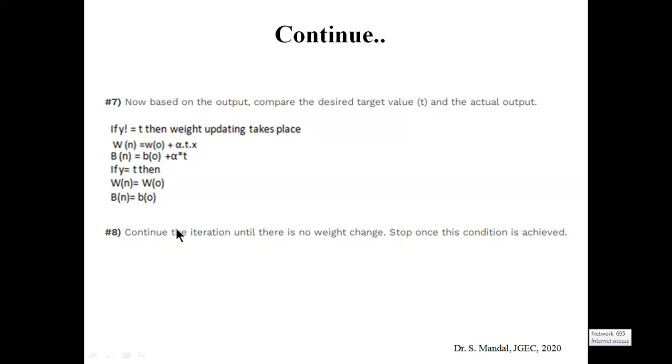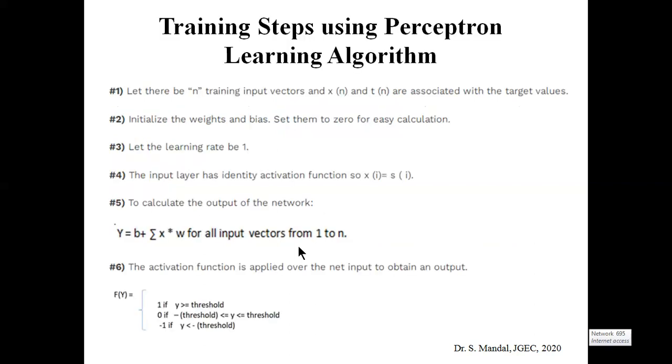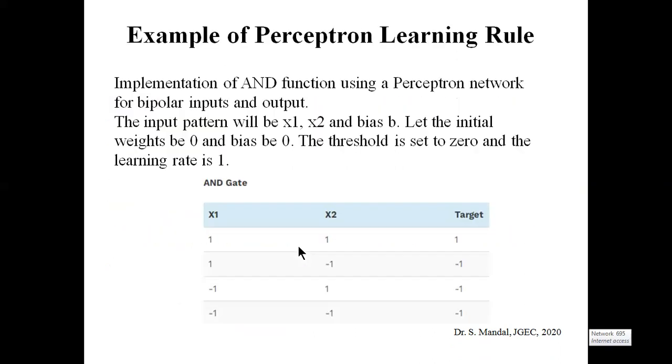Okay. And you need to understand that this process will be continued until there is no weight change. So we need to cover all the input-output patterns, and after that, when there is no change in the weight, we should stop at that point. Okay, and we can say that the optimal condition has been achieved. So that is the learning technique for the perceptron algorithm.